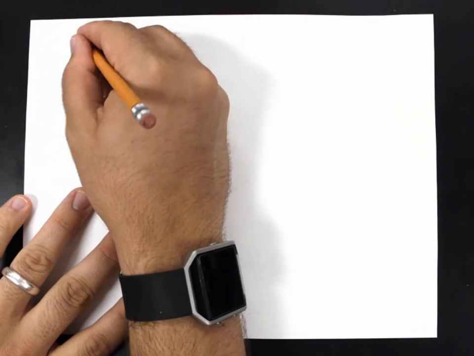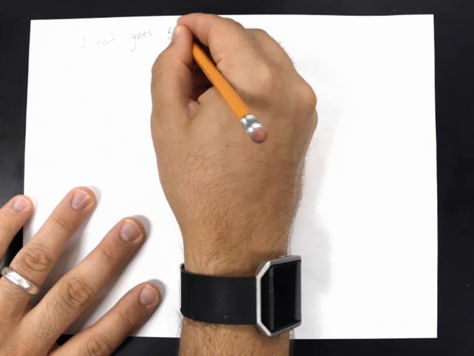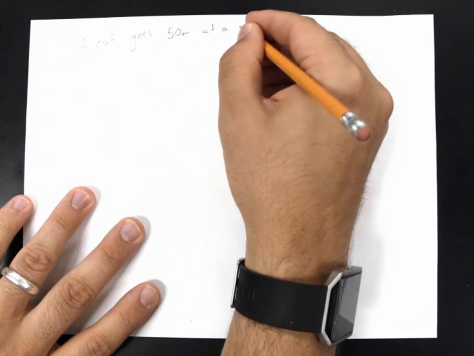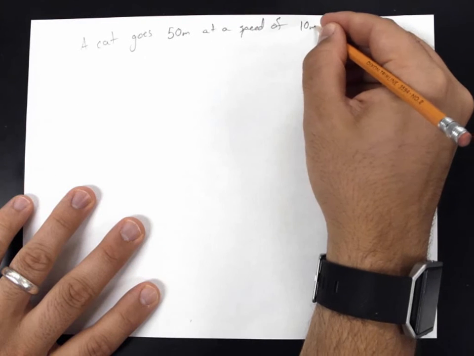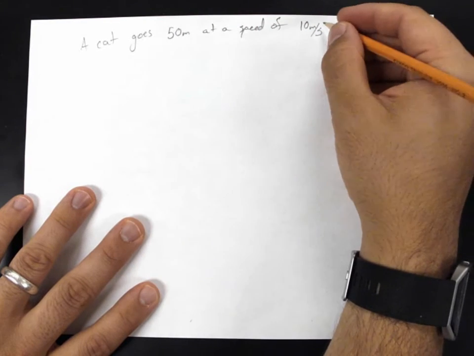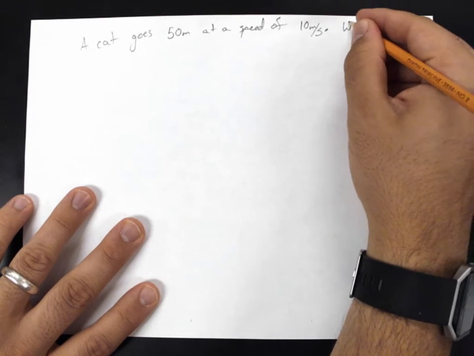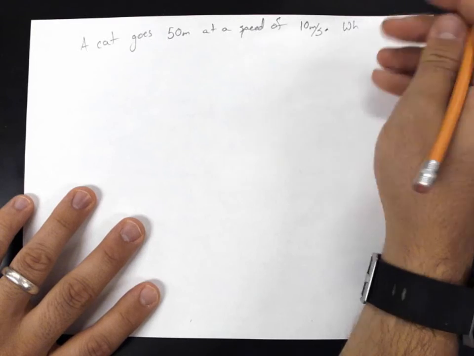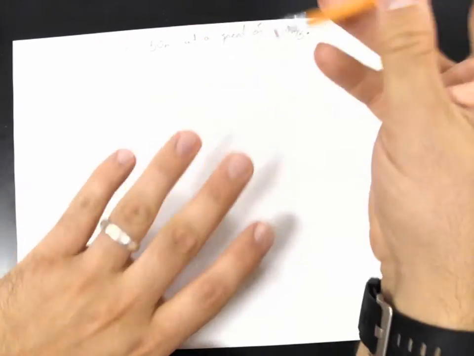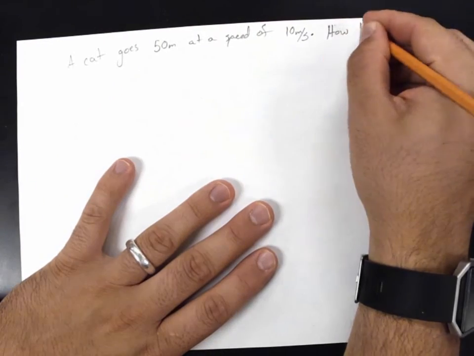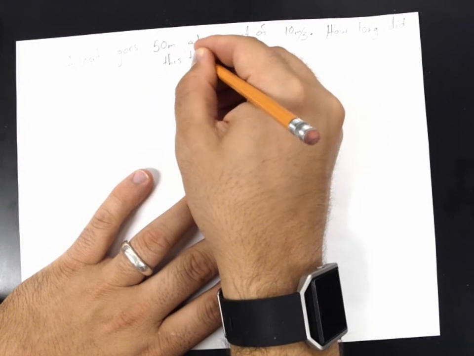We've got a cat that goes 50 meters at a speed of 10 meters per second. This problem's easy. Sorry, the numbers are really nice. Not usually that way. A guy goes 50 meters at a speed of 10 meters per second. How long did this take?